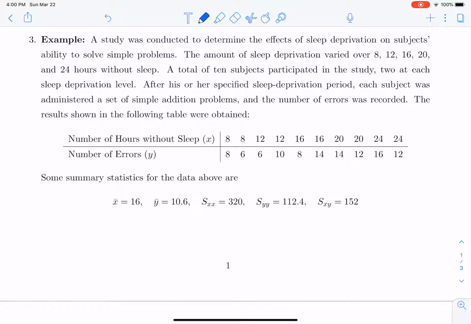After his or her specified sleep deprivation period, each subject was administered a set of simple addition problems, and the number of errors was recorded. The results shown in the following table were obtained. So we have a table with the number of hours of sleep, which is X, and then the number of errors that they make on the simple addition test, which is Y.